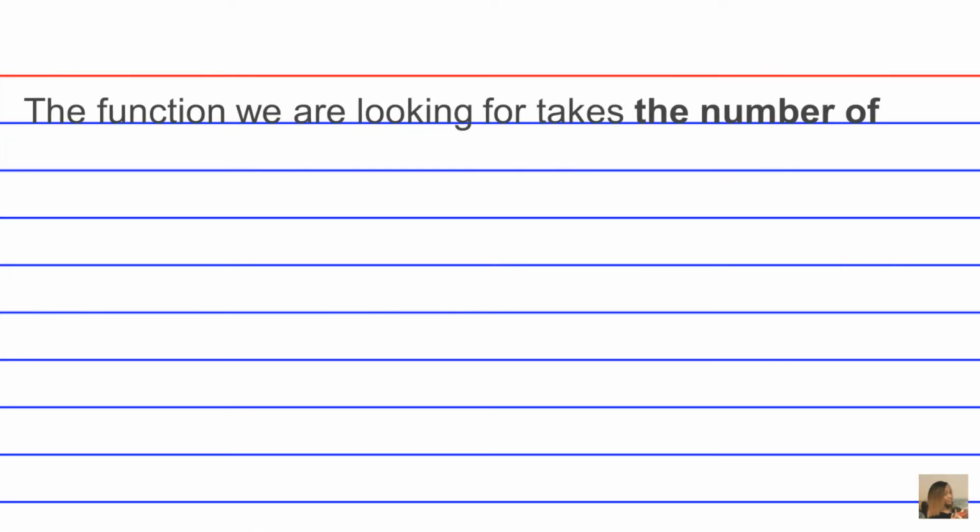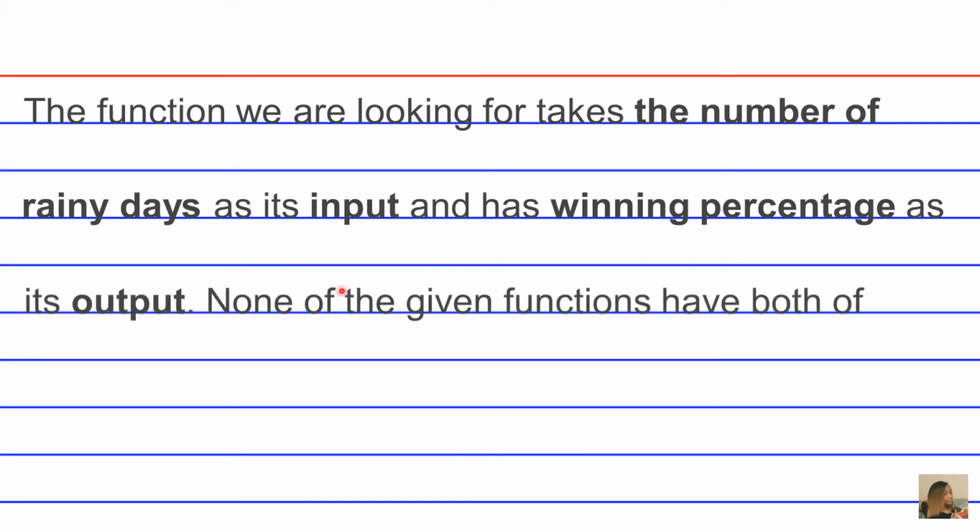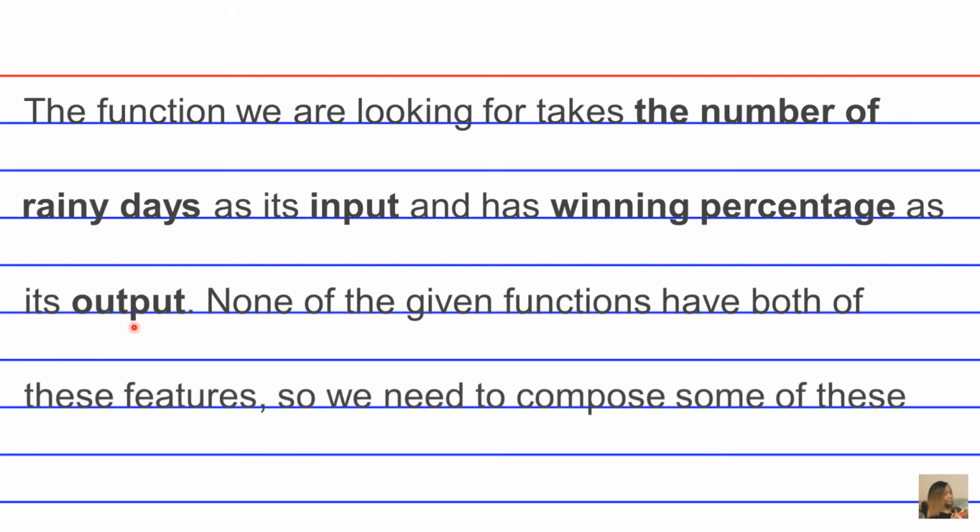The function we are looking for takes the number of rainy days as its input and has winning percentage as its output. None of the given functions have both of these features, so we need to compose some of these, okay? So our job is going to be to compose or combine the functions in a necessary combination and order.